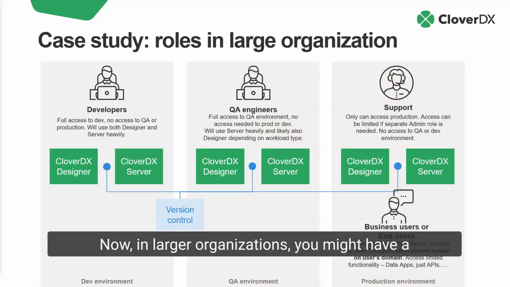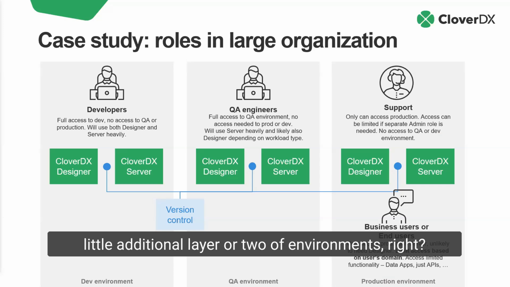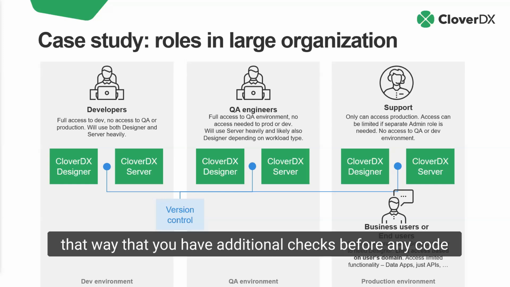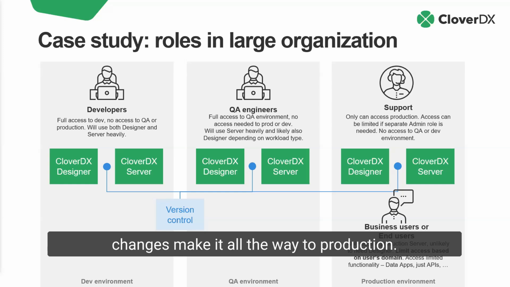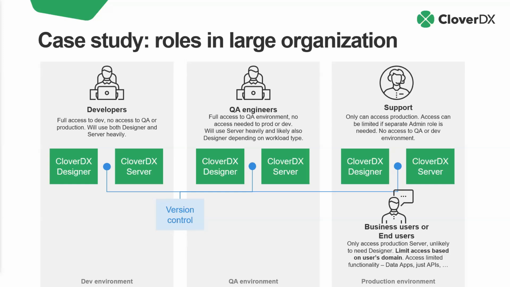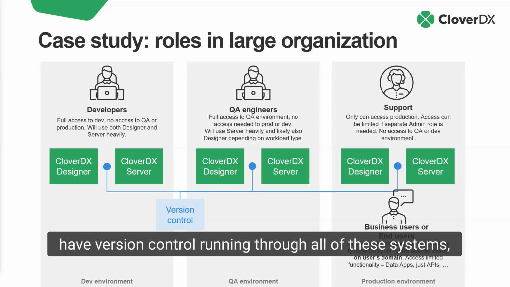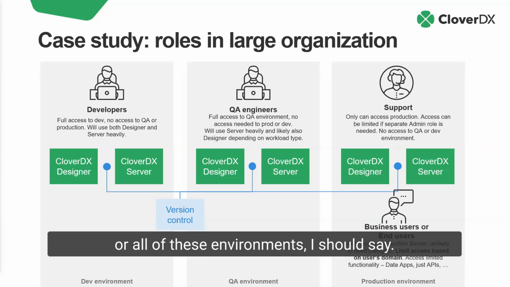Now, in larger organizations, you might have an additional layer or two of environments, right? So you might have a separated dev and QA environment. That way you have additional checks before any code changes make it all the way to production. And then beyond that, you probably would likely have version control running through all of these systems, or all of these environments, I should say.